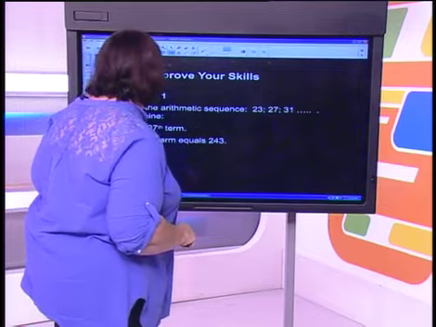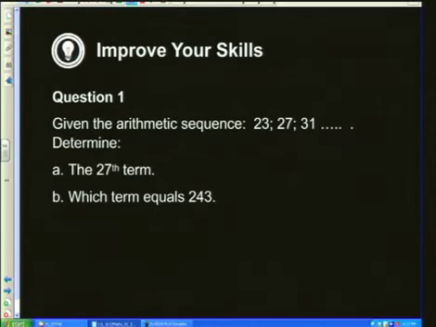Now it's time to get on with our lesson. It says, given the arithmetic sequence. So now what's nice about this question? Whenever you get a question in the exam, read it and highlight what's important. They said, given the arithmetic sequence.